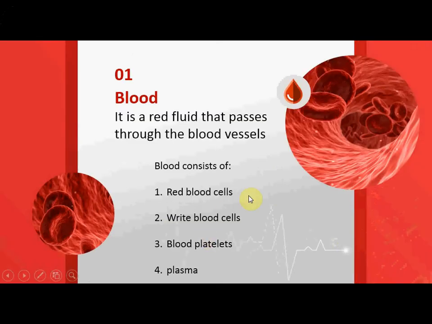Blood is a red fluid that passes through the blood vessels. We talked about the blood vessels, which are tubes through which the blood passes. Now we will talk about blood components. Blood consists of 4 components: red blood cells, white blood cells, blood platelets, and plasma. Red blood cells are RBCs, white blood cells are WBCs.